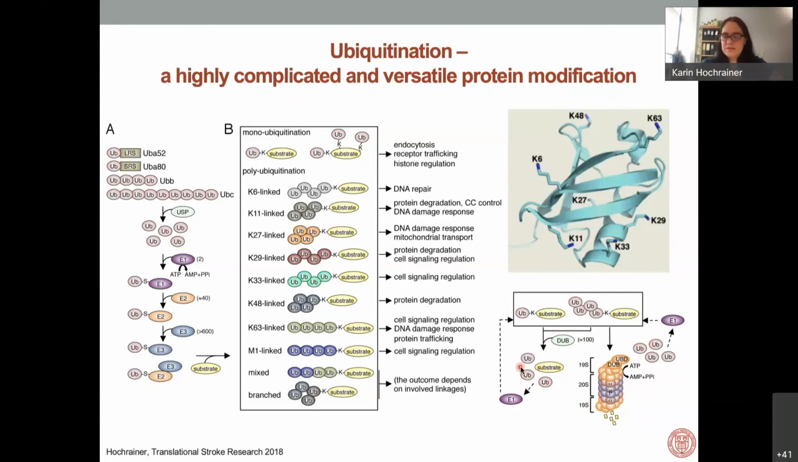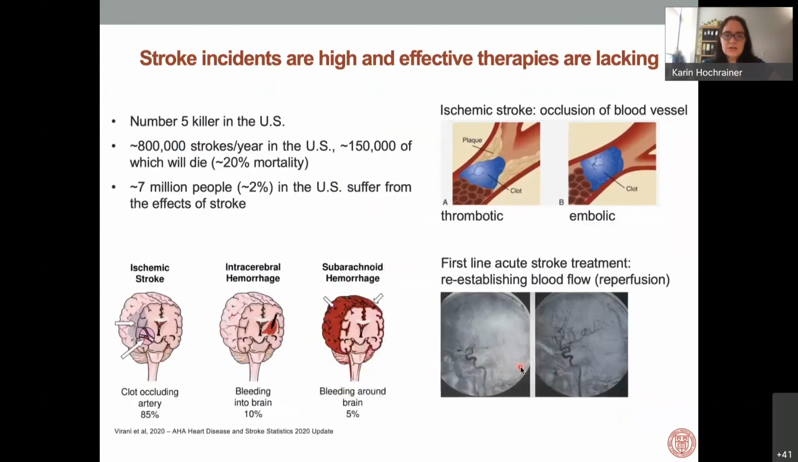Now, why are we interested in this modification in the context of stroke? I just put in this slide, which I'm really not going to discuss a lot with this audience. I just wanted to say that my lab is working with ischemic stroke, which is about 85% of all strokes that are occurring. And these strokes happen through the occlusion of a blood vessel that can either be thrombotic or embolic. And in terms of treatment, FDA-approved treatments, there is only really reperfusion therapy that aims to reestablish blood flow.